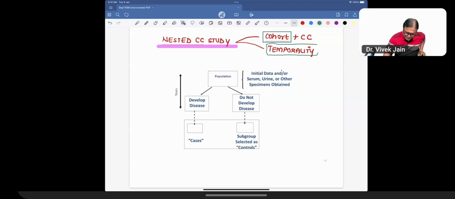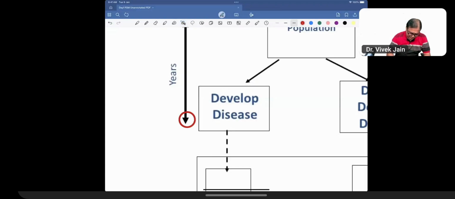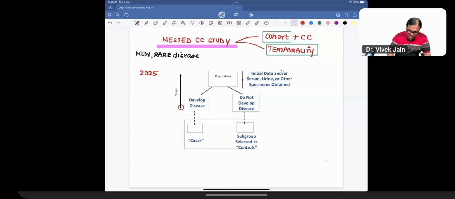Now let's try to understand. This nested case control study is generally used for a new and rare disease. So suppose you start this study today, 2025. Look at the direction of the arrow. We first go in a forward direction. We keep on moving forward. Let us suppose today you have taken 10,000 people, their data and specimen. Specimen, you refrigerate after proper labeling in the refrigerator at -20 degrees: urine, blood, or any other stem cell sample. History data you can scan and store in computer. Now you keep on moving forward for 5 years, 10 years, 15 years, 20 years.